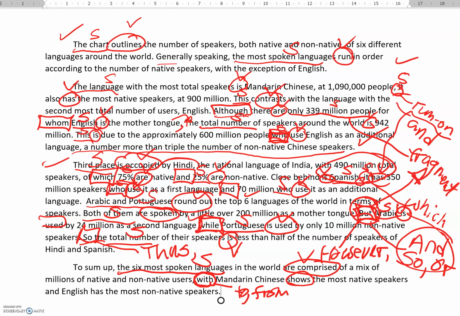You can easily fix it. We can change shows to showing. And then that is not a main verb, verb-ing by itself. It goes with a preposition, okay? With Mandarin Chinese showing the most native speakers, and English having the most non-native speakers, okay? So that's another sentence structure rule to remember. After a preposition, you can't have a main verb. You have to have a verb-ing, okay?